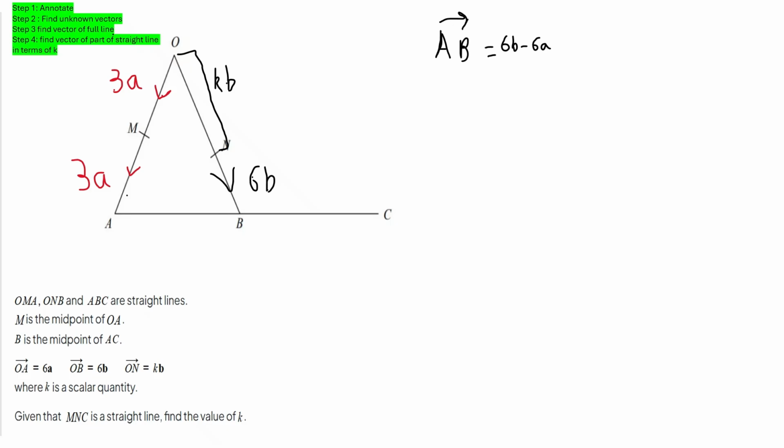The next thing that we are given is that B is the midpoint of AC. So if B is the midpoint of AC, AB and BC must be two equal halves of the straight line AC. So if AB is 6B minus 6A, BC must also be 6B minus 6A. So we can obviously label that onto our line.